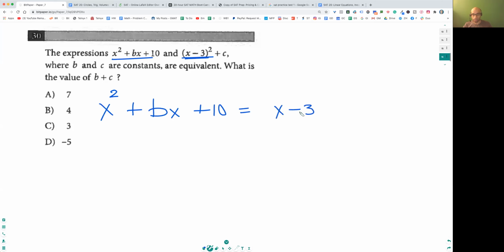Now, I think you need to memorize this, but I'm going to expand it. Once you FOIL it, don't worry about the foiling. I'm pretty sure you can do the foiling or the expansion of the square formula. It's going to become plus 9. And then I'm just going to copy down this plus c.